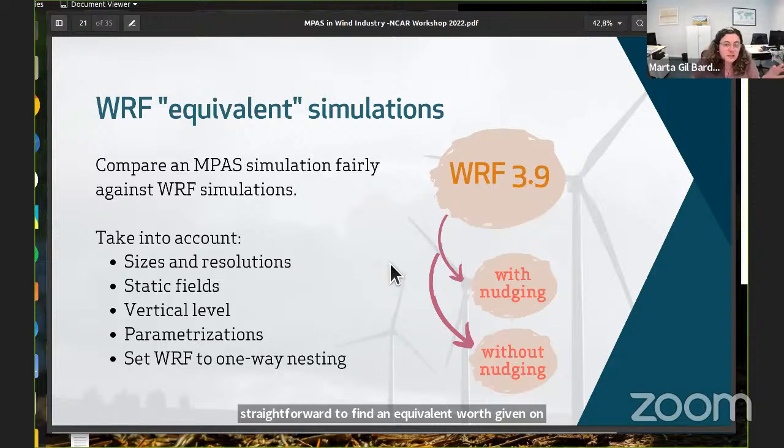We want to try two versions of WRF. One has the nudging option we were talking about, with the outer domain being somewhat fixed by the reanalysis, and the other is without this option, which is not available in MPAS. All the while, we try to tweak the settings of the models to maintain the same vertical levels, the same static fields, and more or less keep the same physics going.